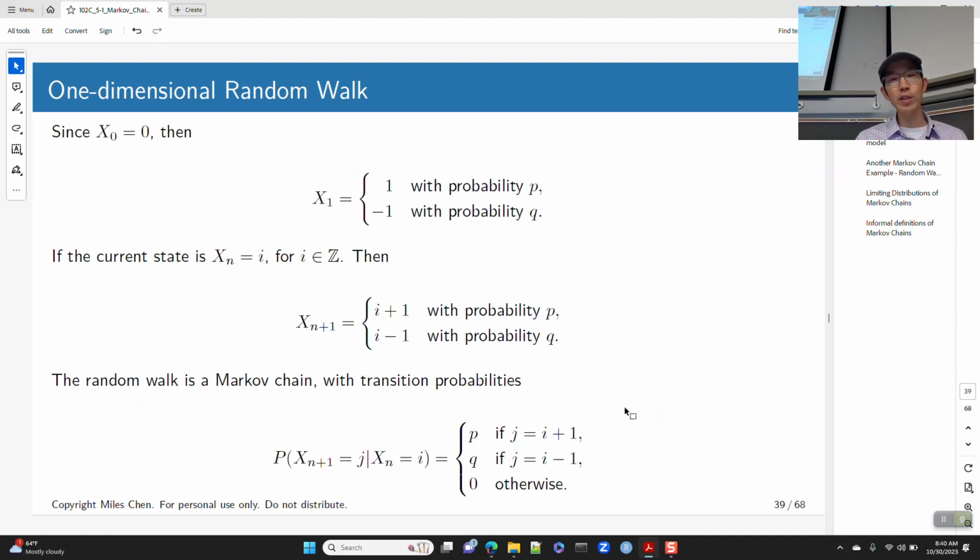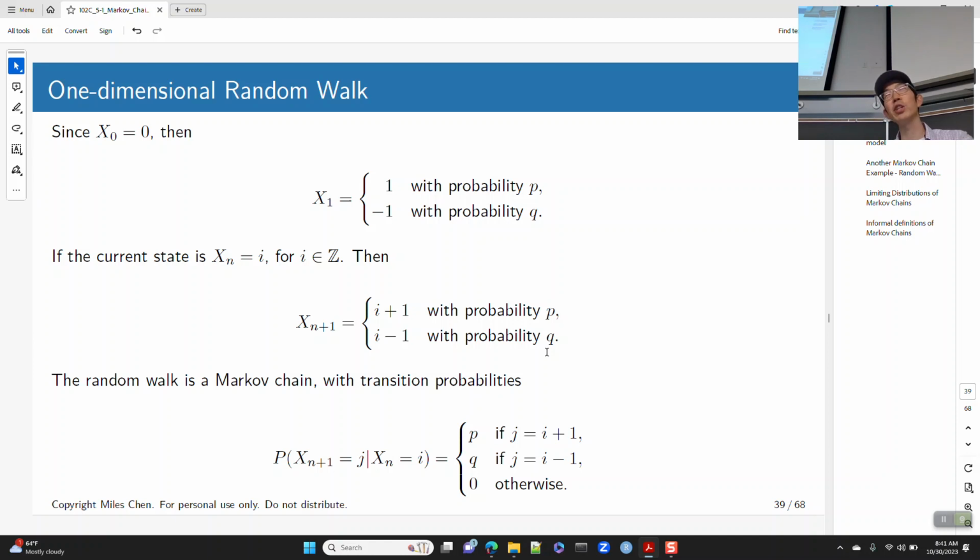All right, so if we start off at 0, then at the next time, x at time 1, we're either going to end up at 1 or negative 1. The probability we end up at 1 is p. The probability we end up at minus 1 is 1 minus p, or q. Then if we're at some random time in the future, at some value, let's say 100, then we can end up at 101 or at 99, right? We end up at I plus 1 with probability p, or I minus 1 with probability q.